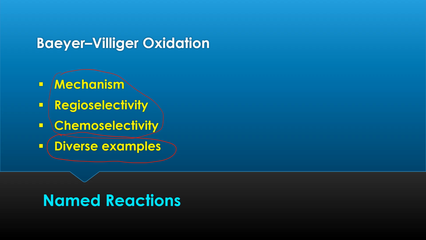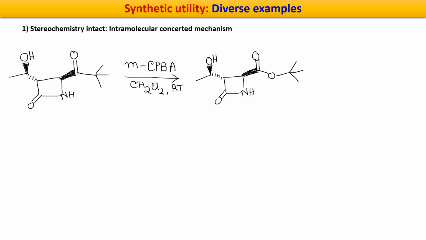So let's start. Here we have the first example where we will see how the stereochemistry is intact. As we know, because of the concerted mechanism we have seen in the previous video, the stereochemical integrity is maintained. In the starting material you can see there is a chiral center. On the right hand side also there is a chiral center. But we have to focus on the actual group where the oxidation will take place.